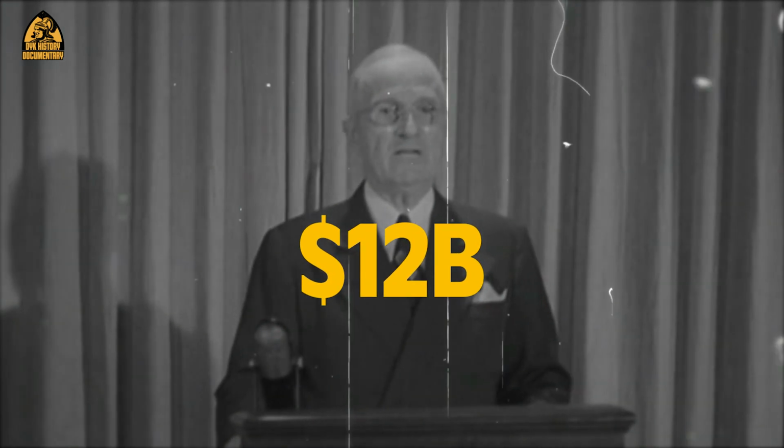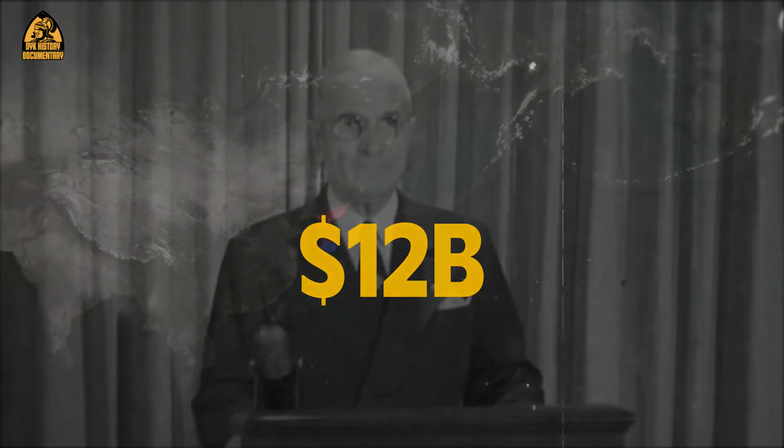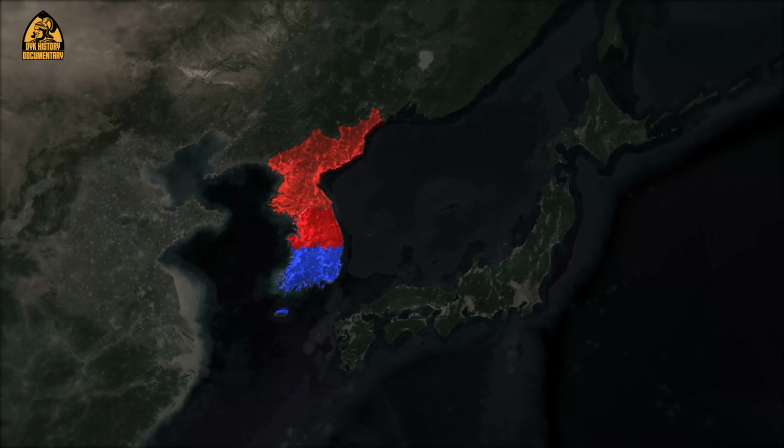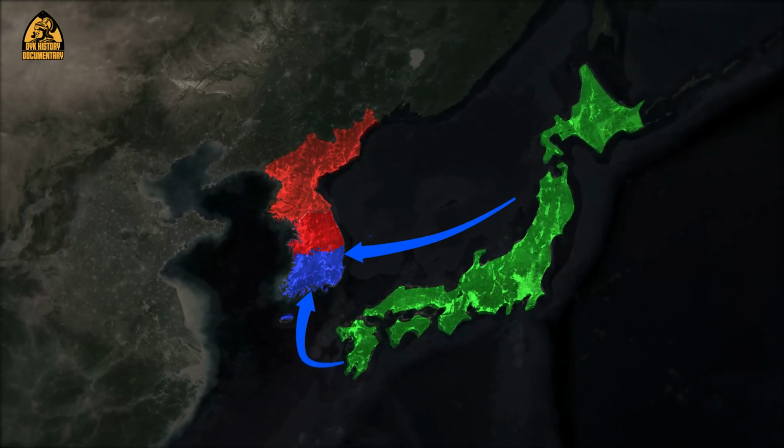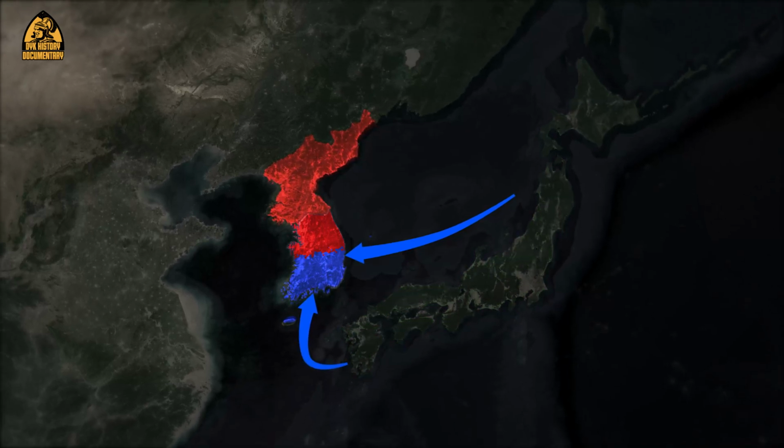President Harry S. Truman secured congressional approval for $12 billion in military spending for Korea. Early US involvement consisted of small units transferred from Japan, intended to delay the North Korean advance until larger forces could be mobilized.